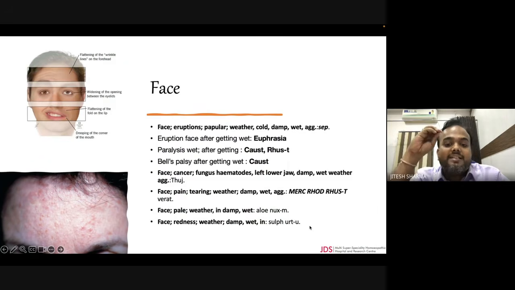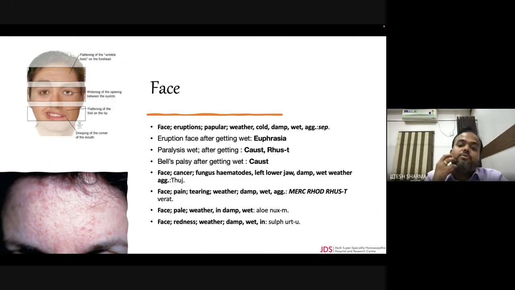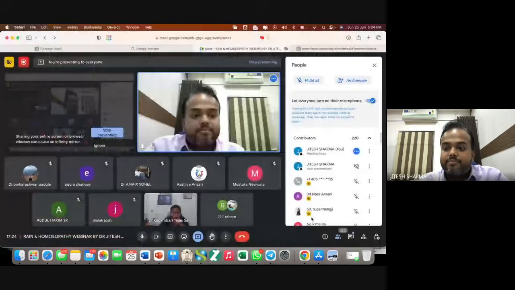Now, face, there is fungus hematodes like cancer. Under the cancer, you will find left lower jaw in damp wet weather, Thuja. Face, tearing pain in wet weather, that is Merc sol, Rhododendron, Rhus tox, Veratrum.